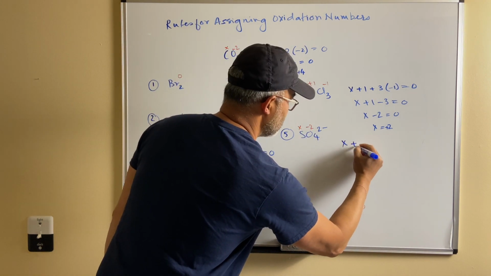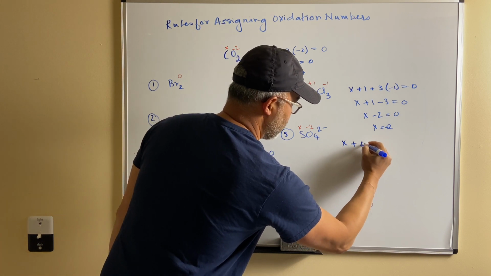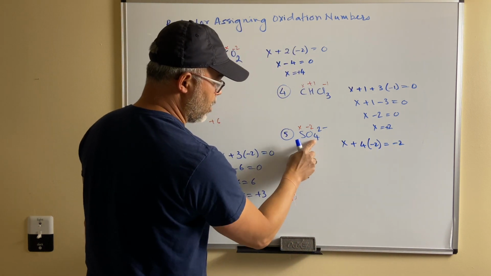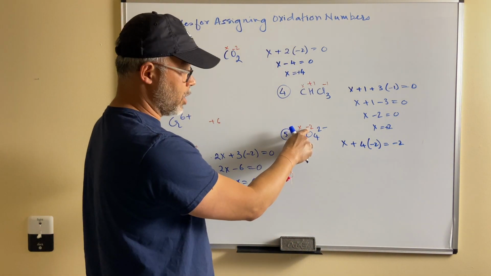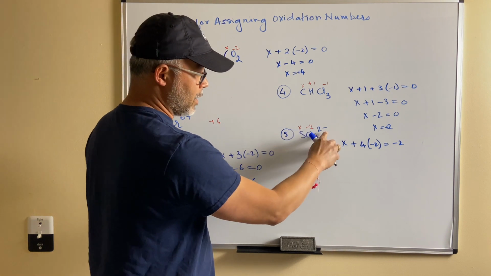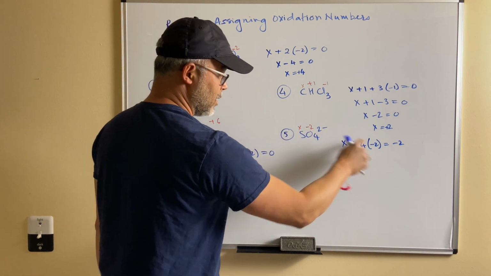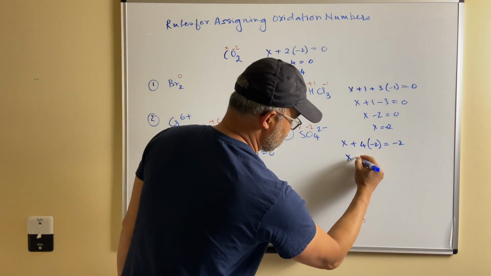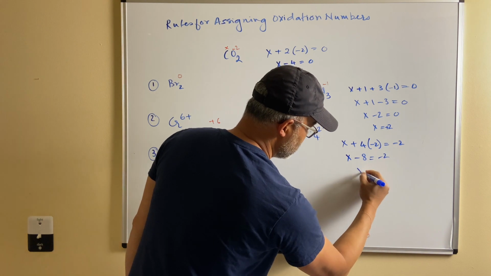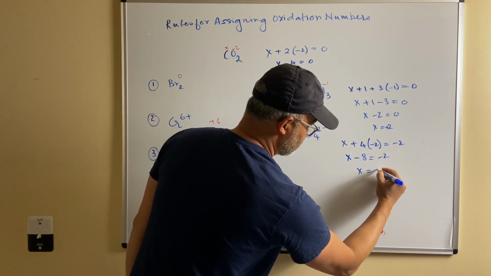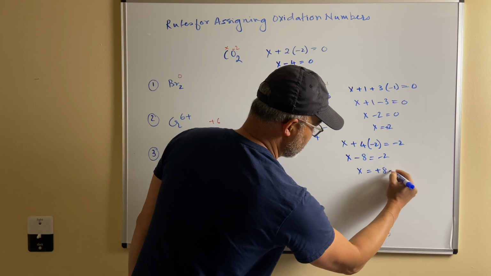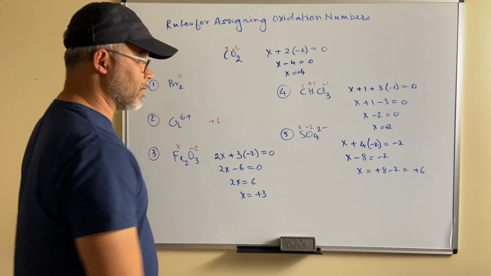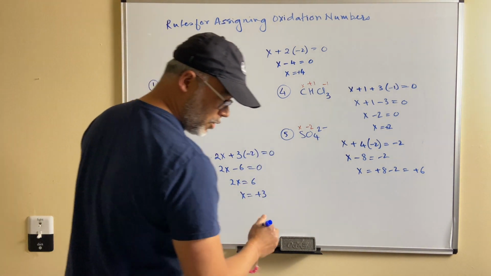So X plus 4 times -2 is equal to -2. That's 4 times -2, the oxidation number of oxygen, plus the X, and that whole thing is equal to -2. So X minus 8 is equal to -2. X is equal to plus 8 minus 2, which is equal to +6. So there you have it. That's the oxidation number of sulfur. And let's do one more.